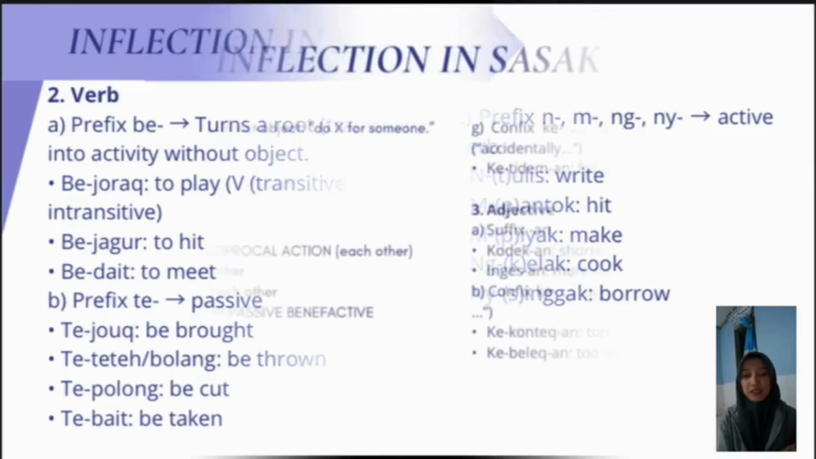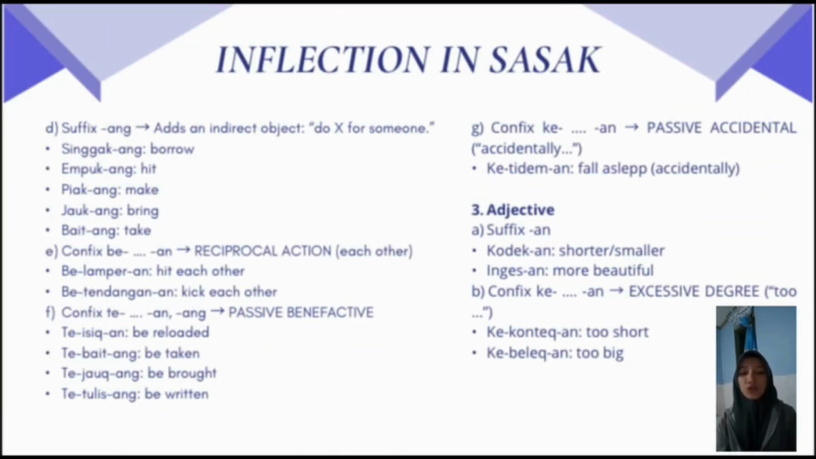Next, the suffix -ang is used to add an indirect object, meaning to do something for someone. For example, singgaang means borrow for someone, empukang means hit for someone, piaang means make for someone, jauang means bring for someone, and baitang means take for someone.